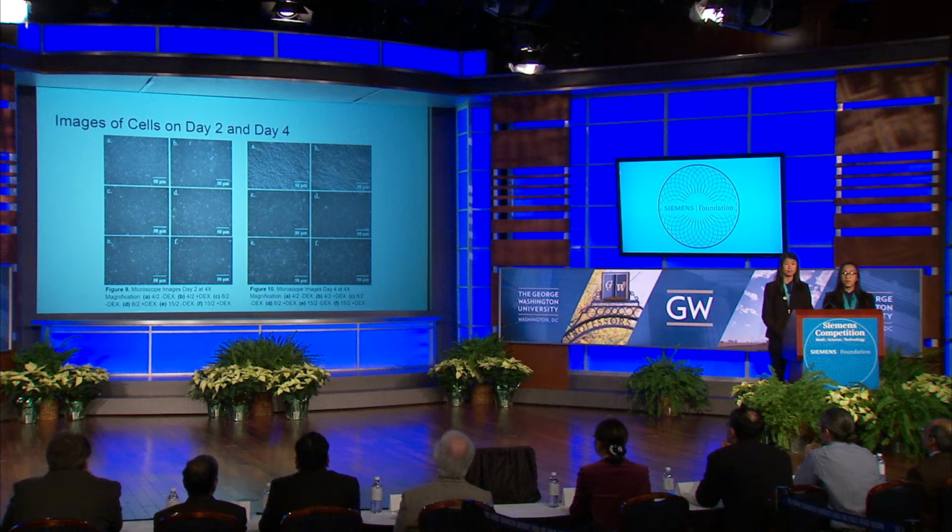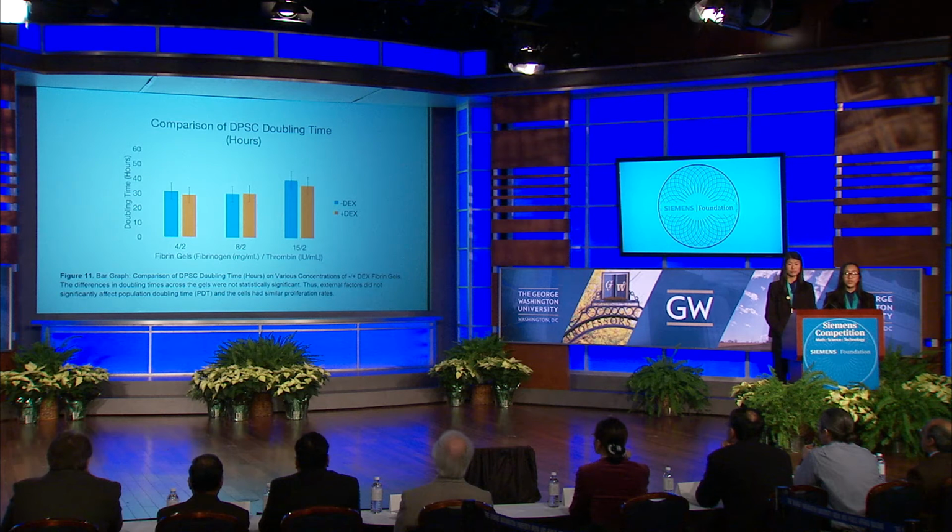On day 2 and day 4, we imaged the cells and observed that the cells had extended and adhered well to the surface of the fibrin gels. As you can see, the cells appear to have a high cell plating efficiency across all 3 concentrations. You can see from the images that the cell numbers increased significantly from day 2 in Figure 9 to day 4 in Figure 10. Using ImageJ, we then determined a cell count number for each of the gels, which we then used to calculate the DPSC doubling time.